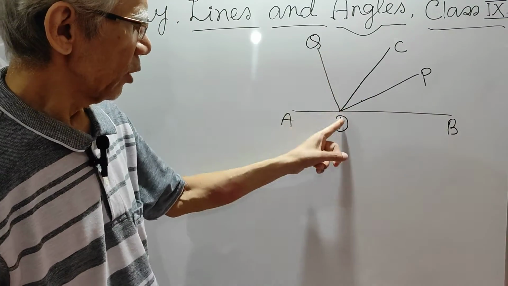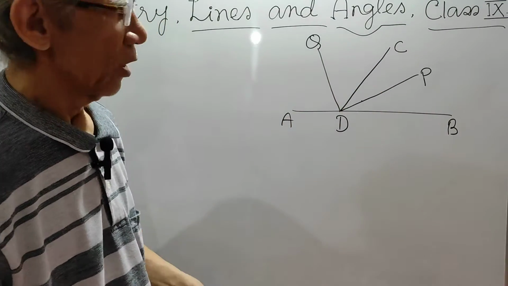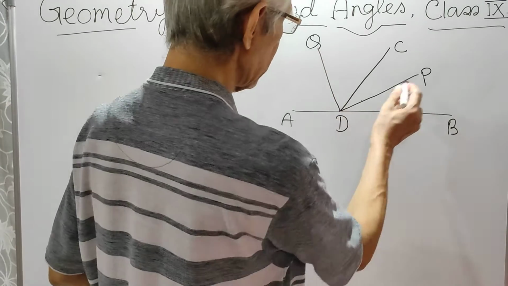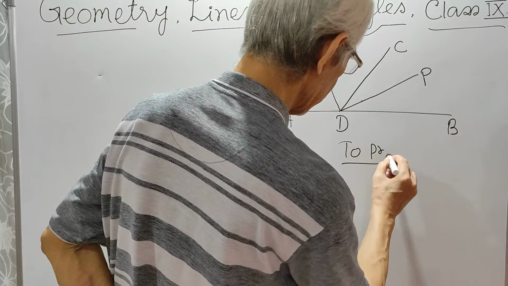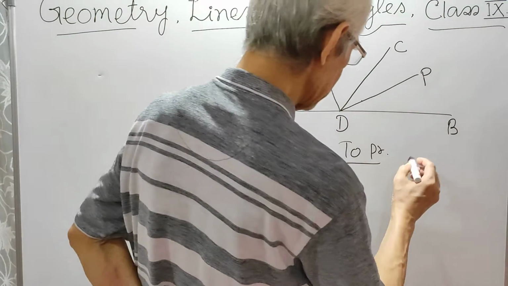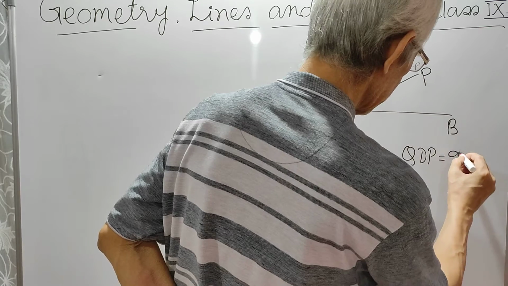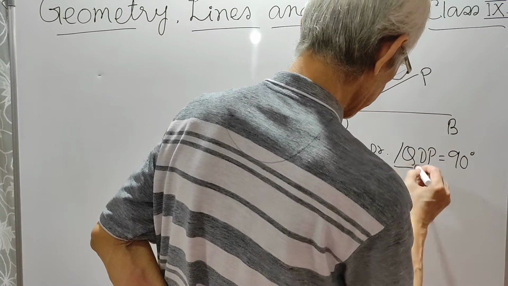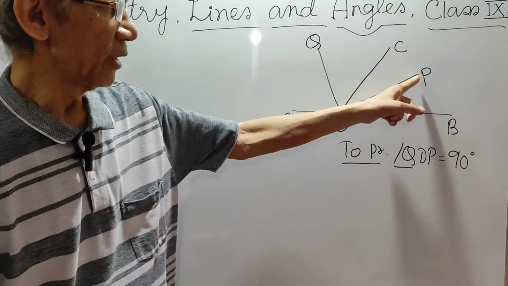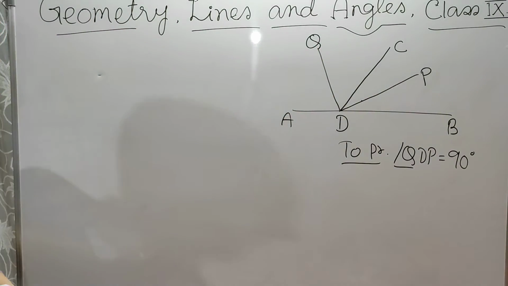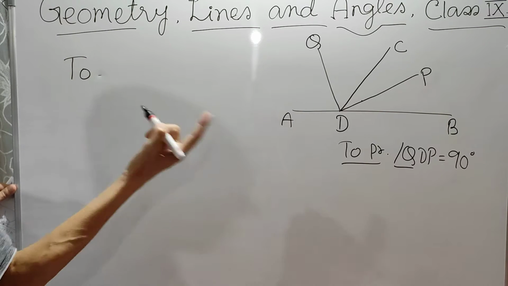Again it is given QD bisects CDA. So these two angles are equal. So you have to prove this QDP. So to prove what? To prove this QDP is 90 degree. QDP equal to 90 degree. This is what you have to prove. So this angle QDP 90 degree you have to prove. Okay. So given to prove that part you know.